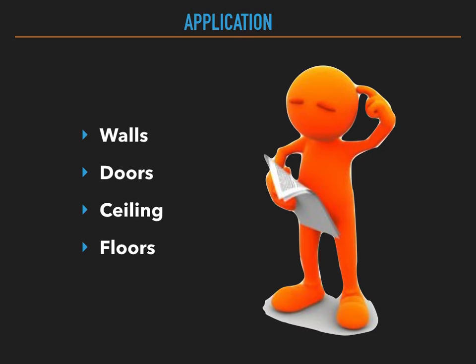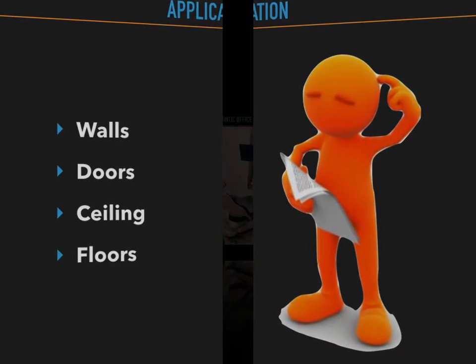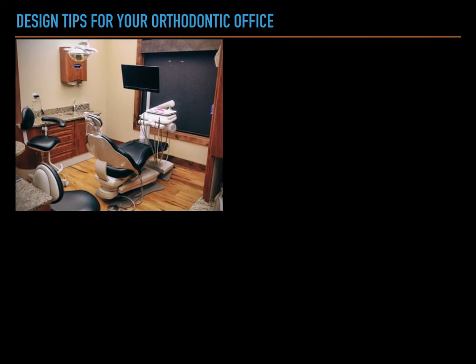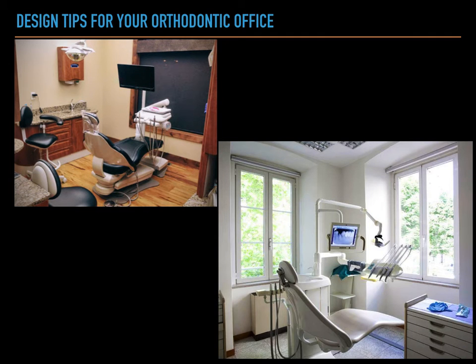So now let's apply these concepts to our office's walls, doors, and ceilings, as well as the floors. Here is a small treatment room. Let's add 2 windows, one in front and another to the left of the dental chair. Then let's lighten the color of the cabinetry. This is the effect we get: a treatment room that looks bigger and more comfortable.